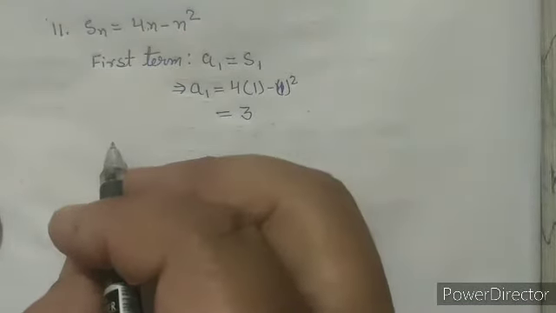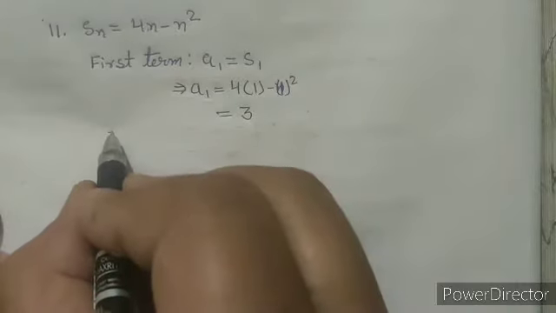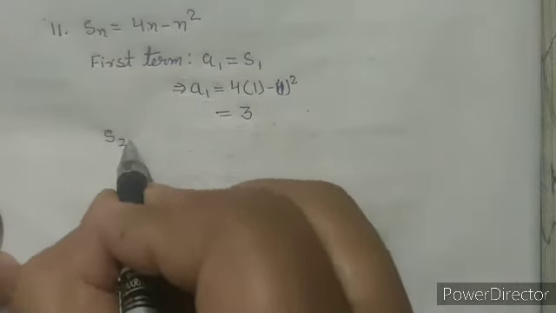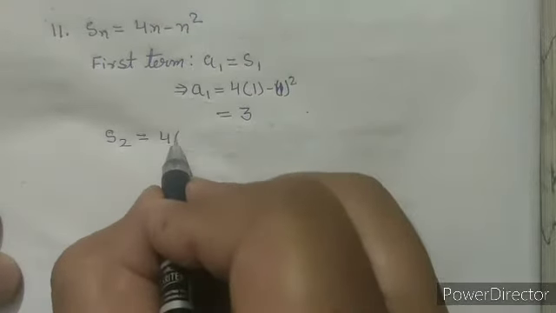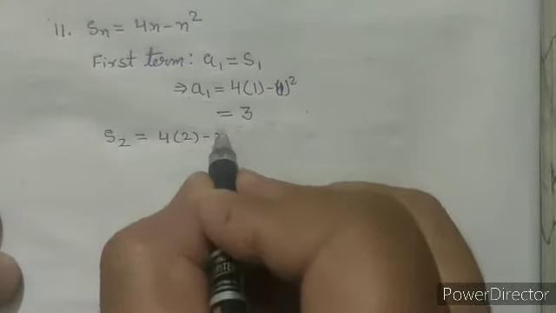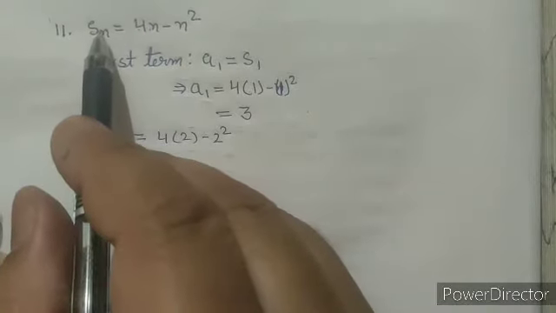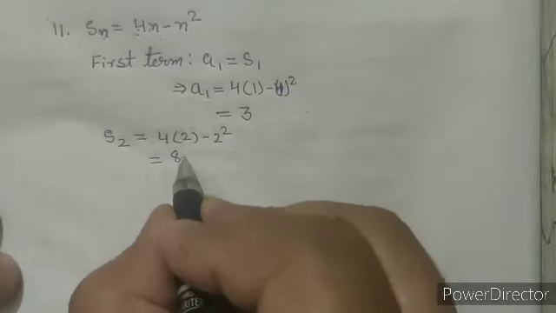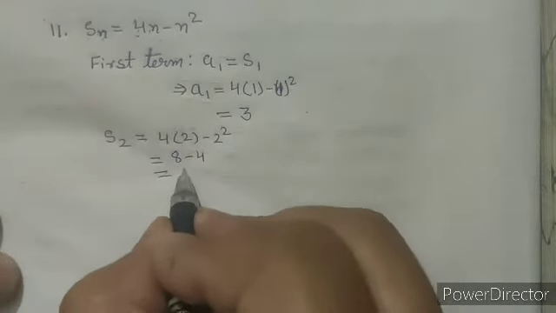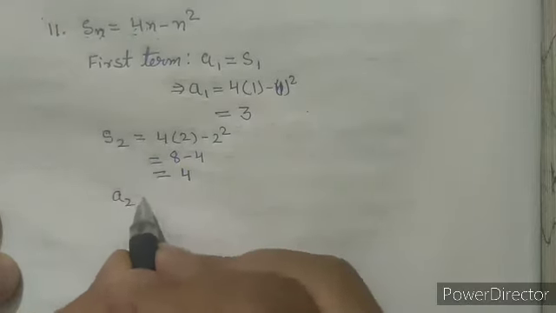Now we have to find the sum of the first two terms of the AP. The sum of first two terms of AP will be equal to S2 and S2 will be 4 into 2 minus 2 square on putting 2 in place of n in Sn, and that will be 8 minus 4 equal to 4. Now we have to find out the second term of the AP, a2.